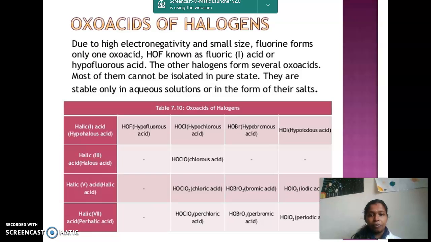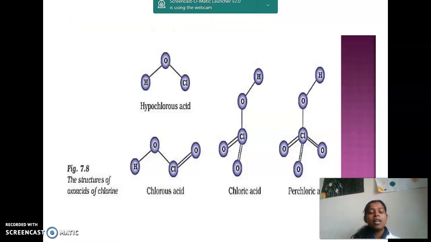Oxoacids of halogens. We already studied different oxoacids of nitrogen and phosphorus. The first oxoacid of halogen is hypofluorous acid, then hypochlorous acid, hypobromous acid, hypoiodous acid. And chlorine exists in four forms: HOCl, which is hypochlorous acid, HOClO, chlorous acid, HOClO2, chloric acid, and perchloric acid. These are the structures.